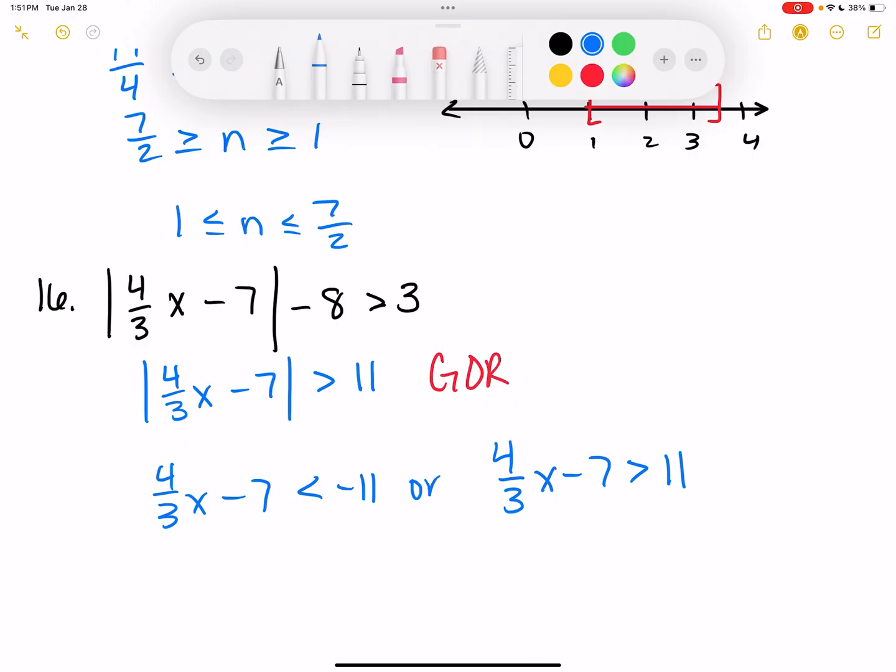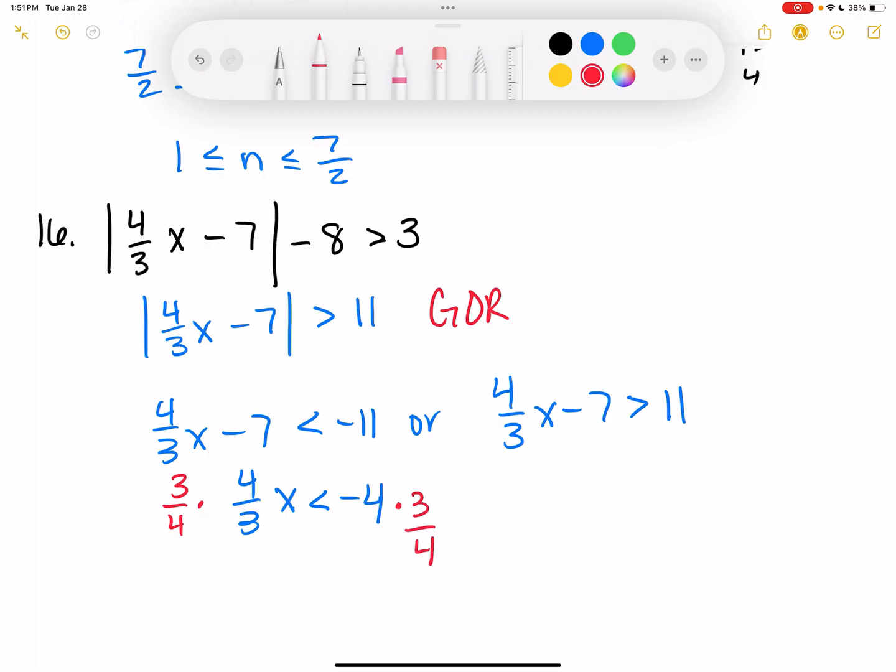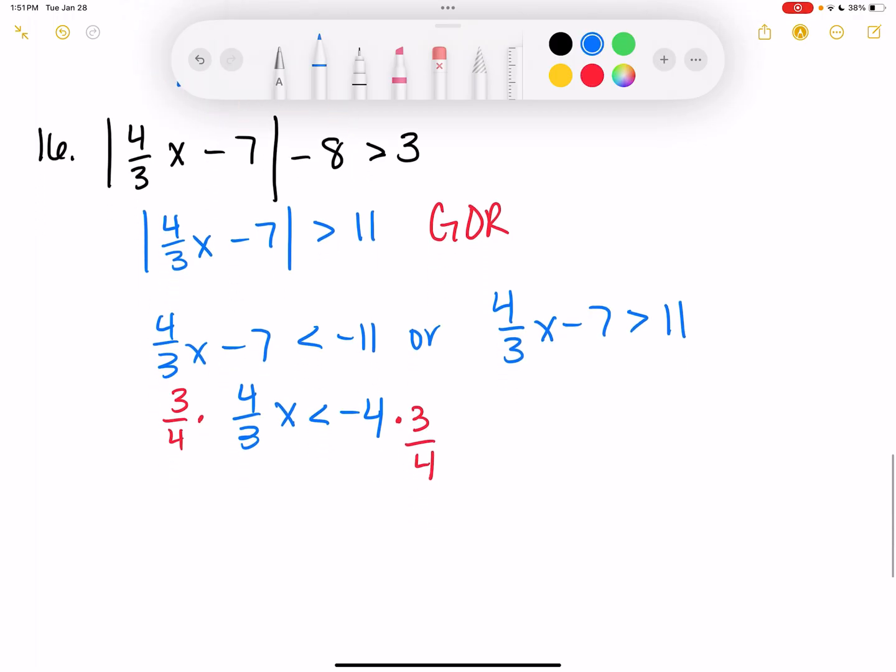And then we just work these down, 2 separate problems. So add 7 over here. So 4 over 3, x is less than negative 4. Now I multiply by 3 over 4. So everything on the left cancels. I have x is less than, and then the 4's cancel over here, so negative 3.